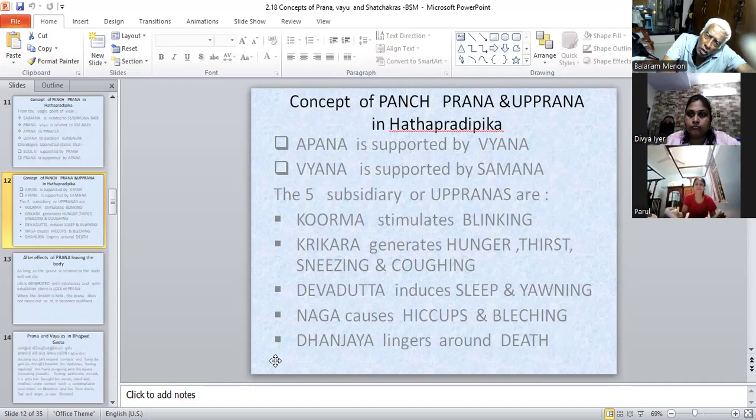I didn't understand. Dhananjaya, does it get activated in the body only around death, or is it always there in the body? No. Only in the last moment of death. That was my query. Thank you, sir.